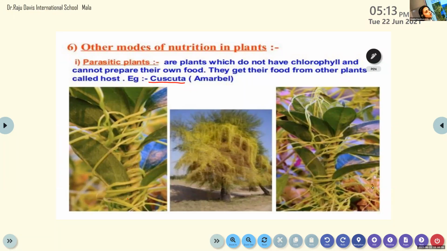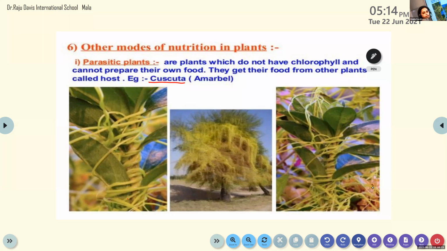So there are 4 types of plants which come under the category of heterotrophic nutrition. They are parasitic plants, insectivorous plants. A few more are there. What are they? Saprophytic plants. Very good. And symbiotic plants. Here we are discussing the parasitic plants.